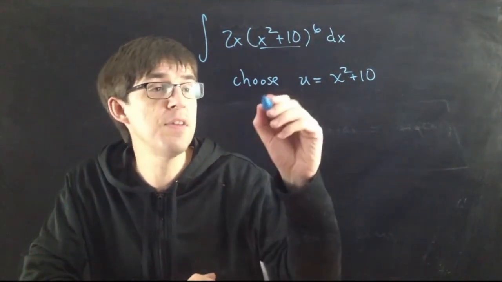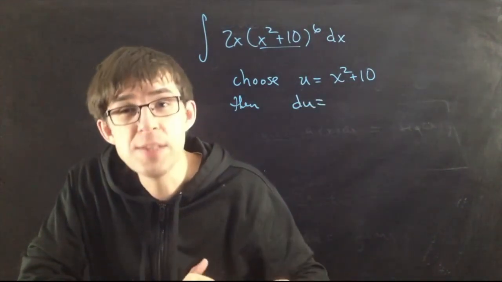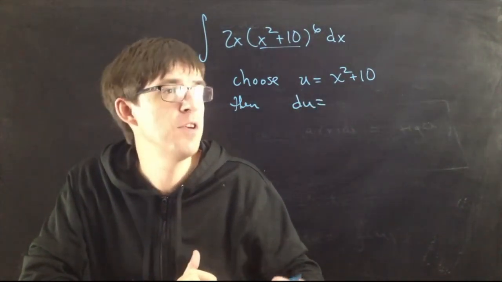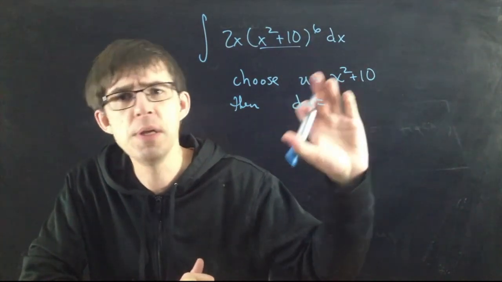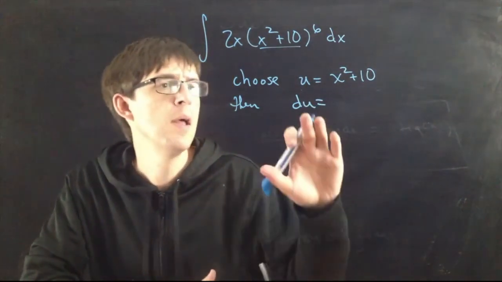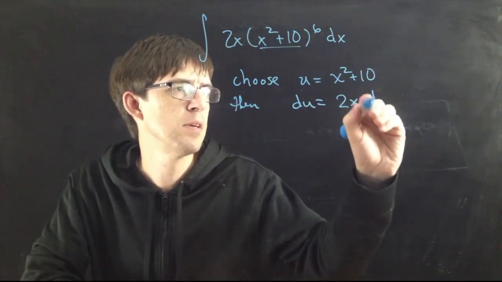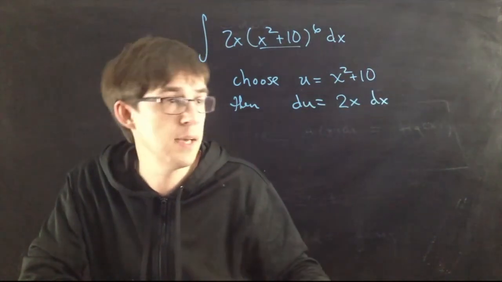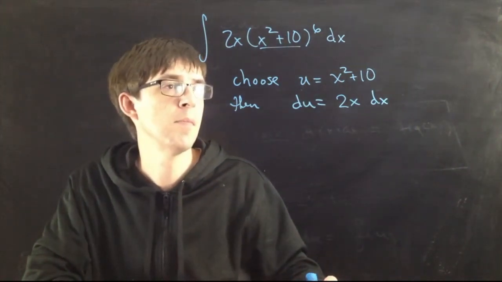And then you find the du. Du is always the derivative of u. Remember where this came from a moment ago? I said we're going to let u be g of x and du be g prime of x dx. So du is always the derivative of u. In this example, that would be 2x followed by dx. Du in this case is 2x times dx.